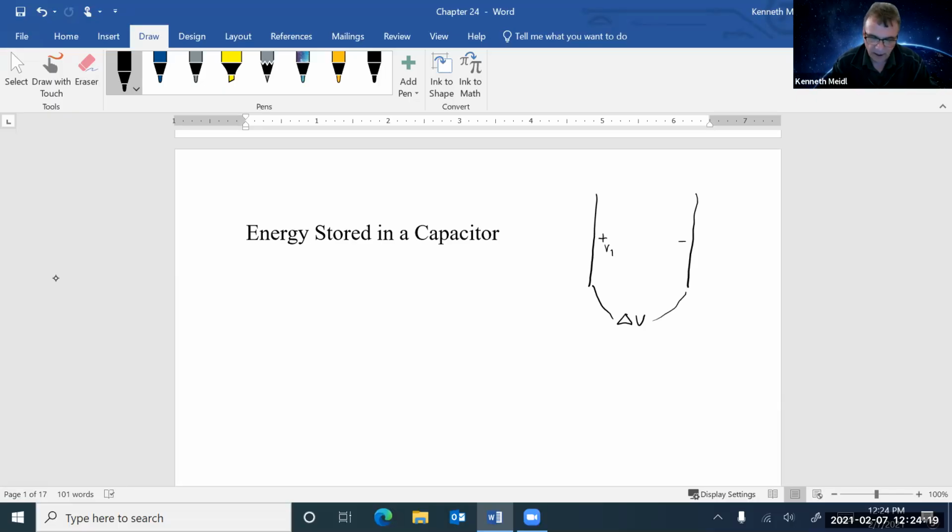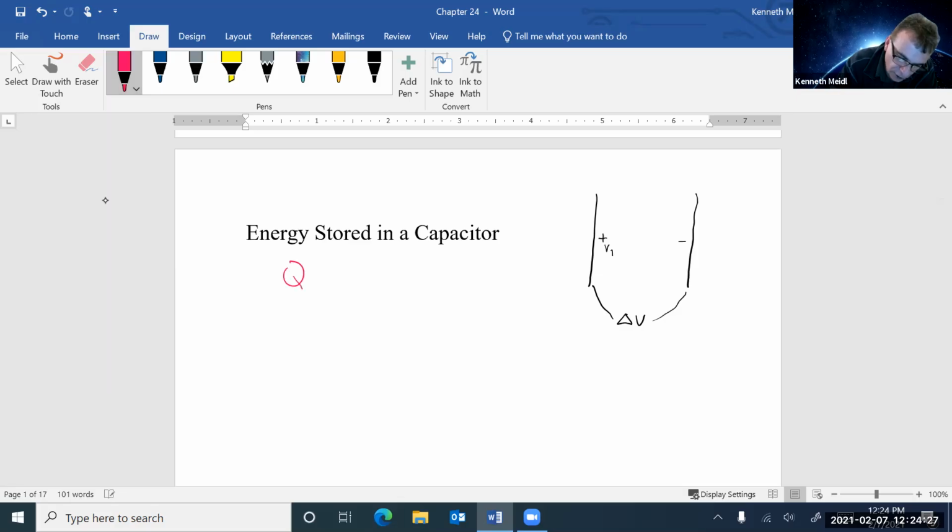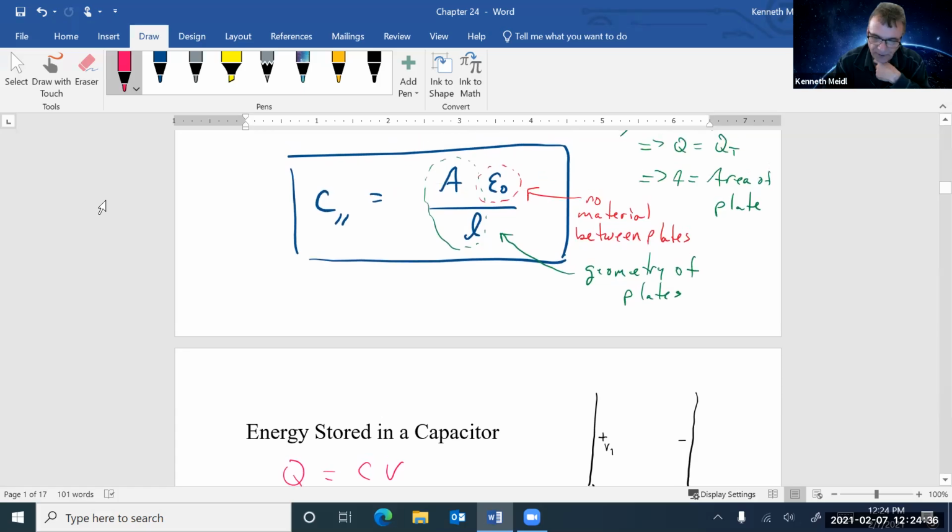And so, if you're looking at this general statement that really tells us a lot about what's going on in a capacitor, Q equals C times V. The capacitance, now take a look at what we have here. For a parallel plate capacitor, it has to do with the area of the plates. Well, that's not going to change. The material between the plates, that's not going to change. And the distance probably isn't going to change.